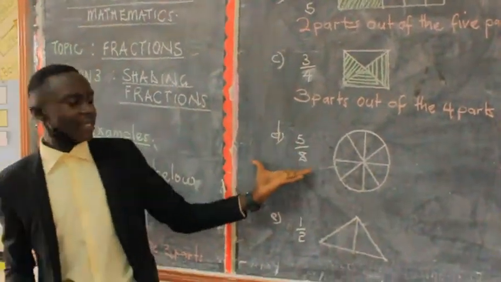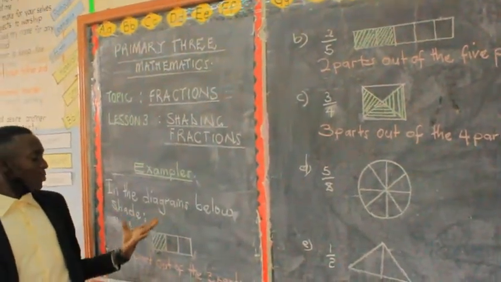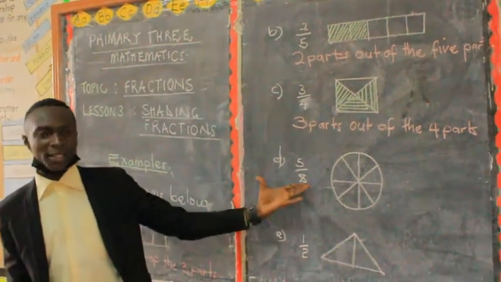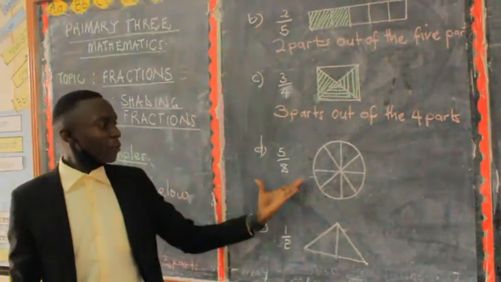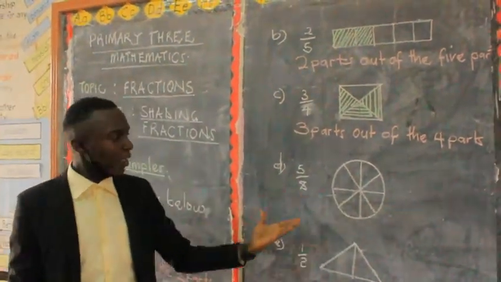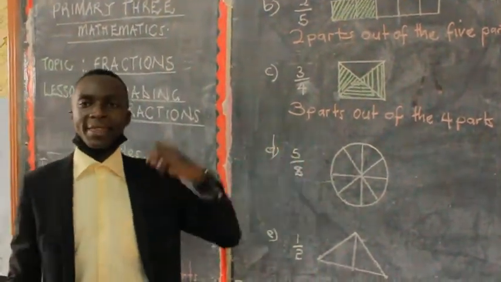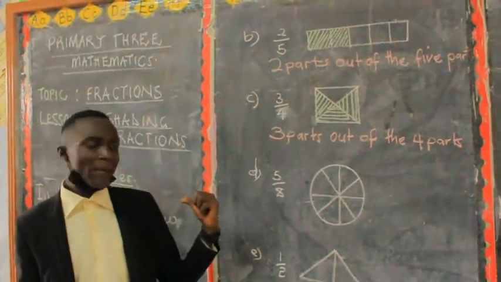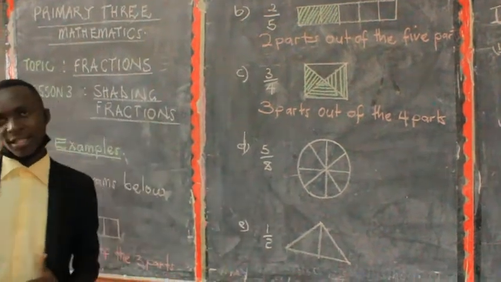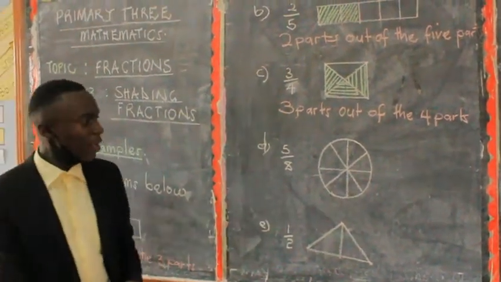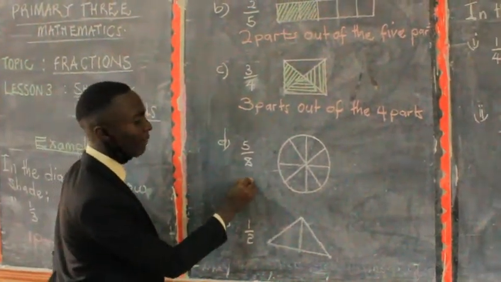We go to the next number, and that is part D. Don't forget our question. The question was saying in the diagrams below, we shade these fractions. This one is 5 out of 8. How are we going to shade 5 out of 8? Or we can also read this as 5/8. Last time we looked at naming and reading fractions, so now we are looking at shading fractions as our lesson. So we are going to say 5 out of 8. It means that we are going to shade 5 parts.